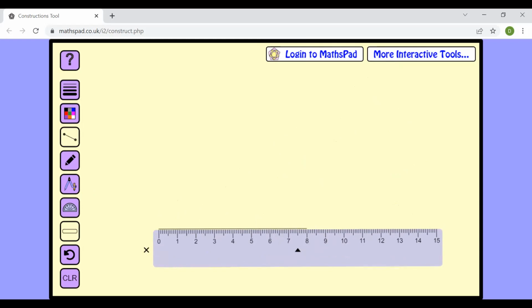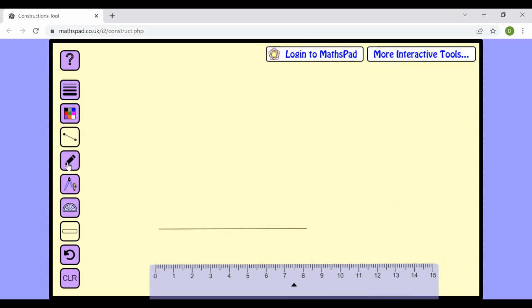Now give the name to it. This will be A and this will be C. This is the diagonal AC. You can give capital names A, C. This is your diagonal of 8 centimeter.